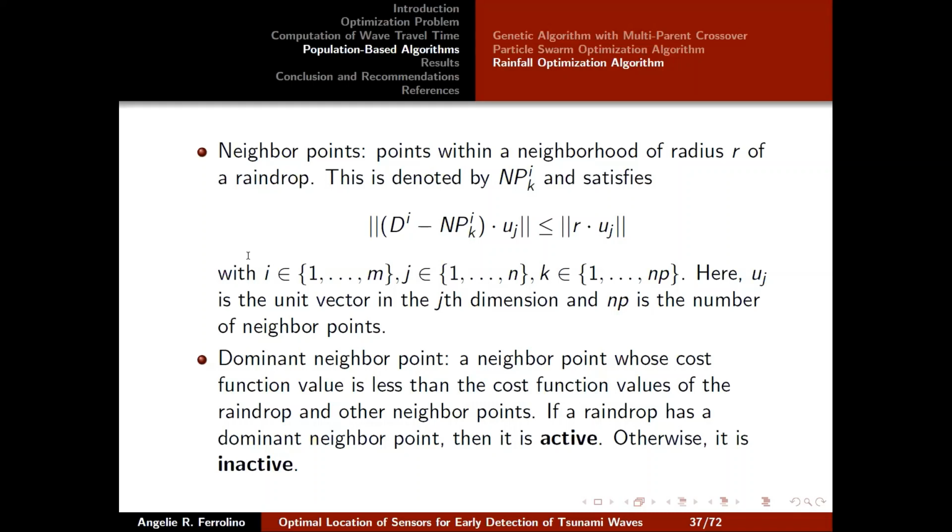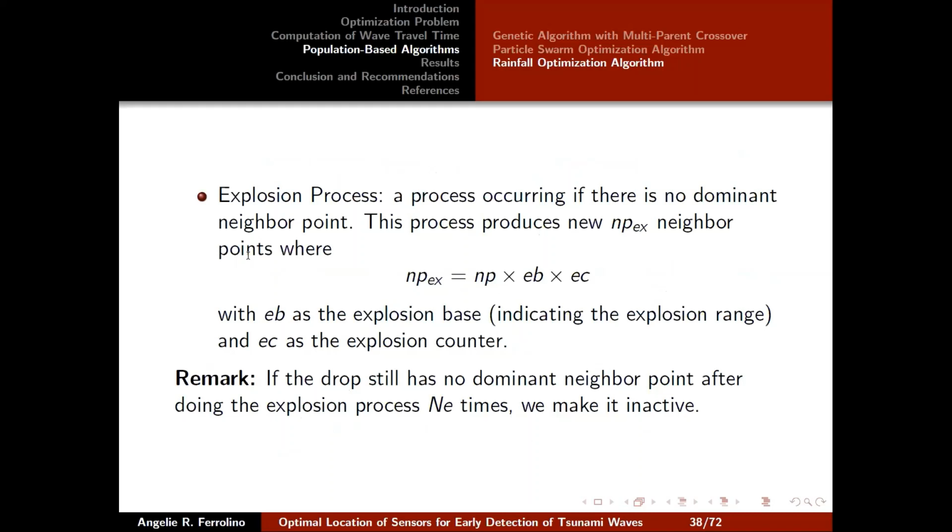To prevent the latter, we apply an explosion process. This is a process that produces a new set of neighbor points of this number here in this equation, with EB as the explosion base and EC as the explosion counter. Note here that when we continue applying the explosion process, the number of neighbor points increases iteratively. As a remark, if the drop still has no dominant neighbor point after doing the explosion process any times, then we will make it inactive. We do it like that because it means that the raindrop has already reached the global optimum.